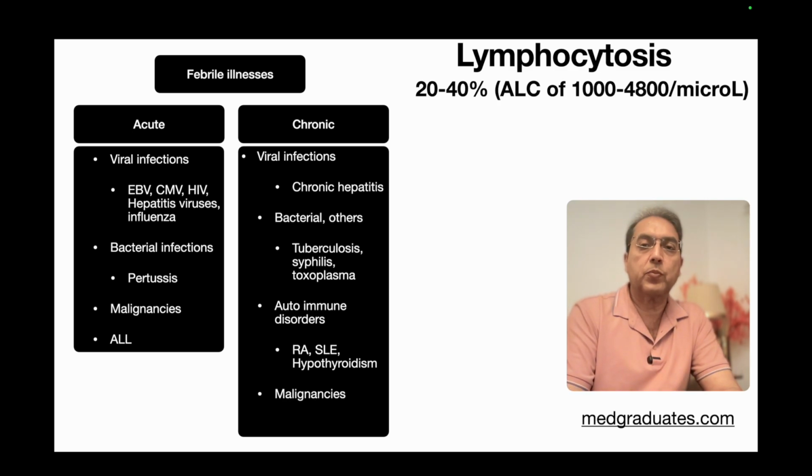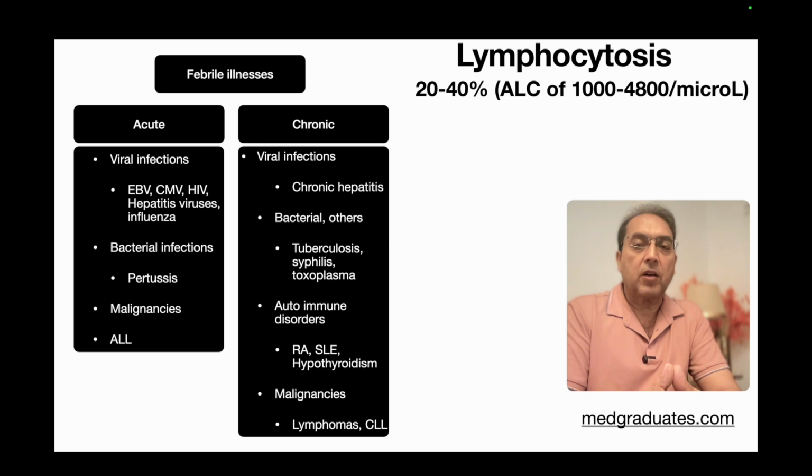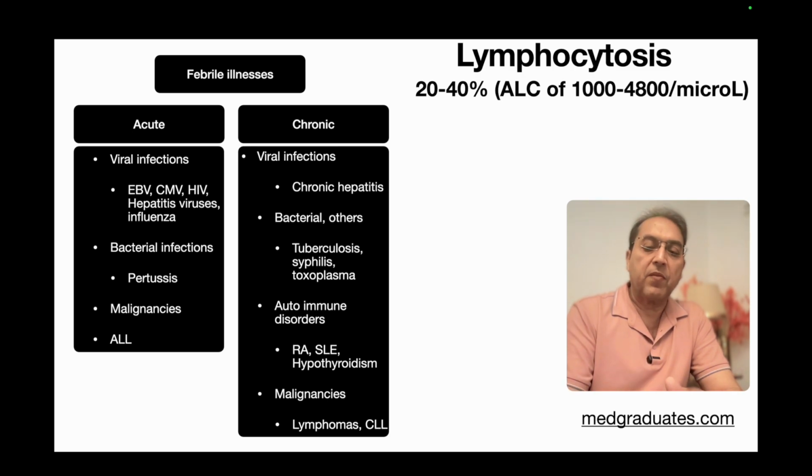Then you've got malignancies, particularly lymphoma and chronic lymphocytic leukemia. In chronic lymphocytic leukemia, there is a high lymphocyte count. In some of the lymphomas, there may be a peripheral lymphocytosis as well. In case of lymphomas, generally the malignant lymphocytes are within the organs, and sometimes they can spill into the blood as well.